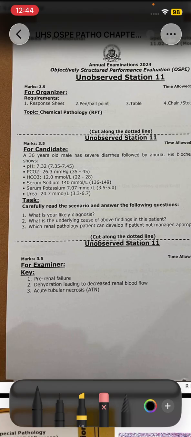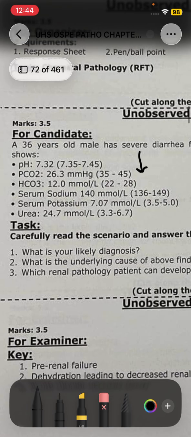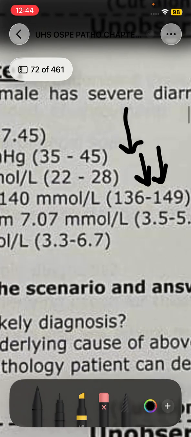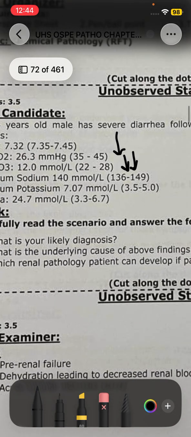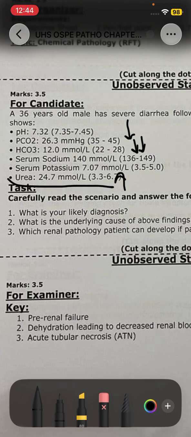Next, we have a male that has diarrhea and urea. The pH level is somewhat normal. Carbon dioxide is very low. It can indicate acidosis. Bicarbonate levels are also very low. That can be metabolic acidosis, I think. Then the urea level is very high, the kidneys are not well, the serum sodium is normal and potassium is increased.